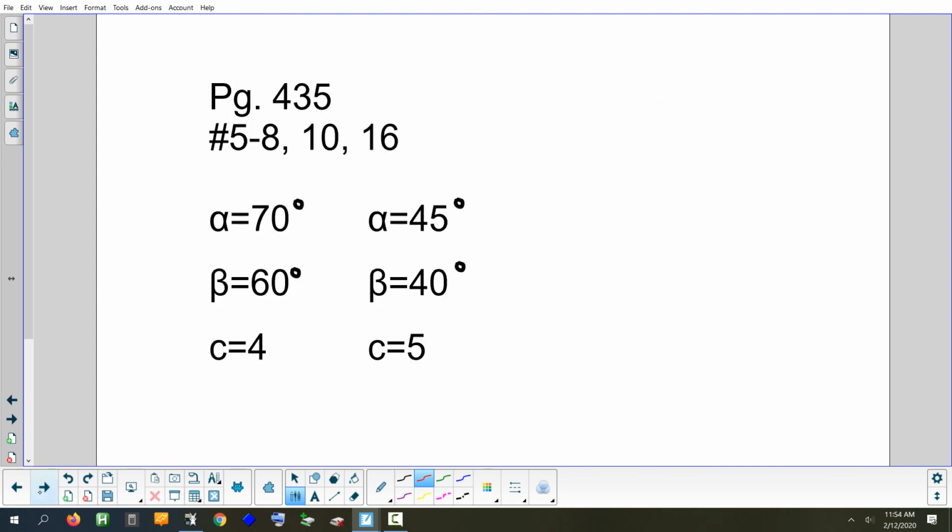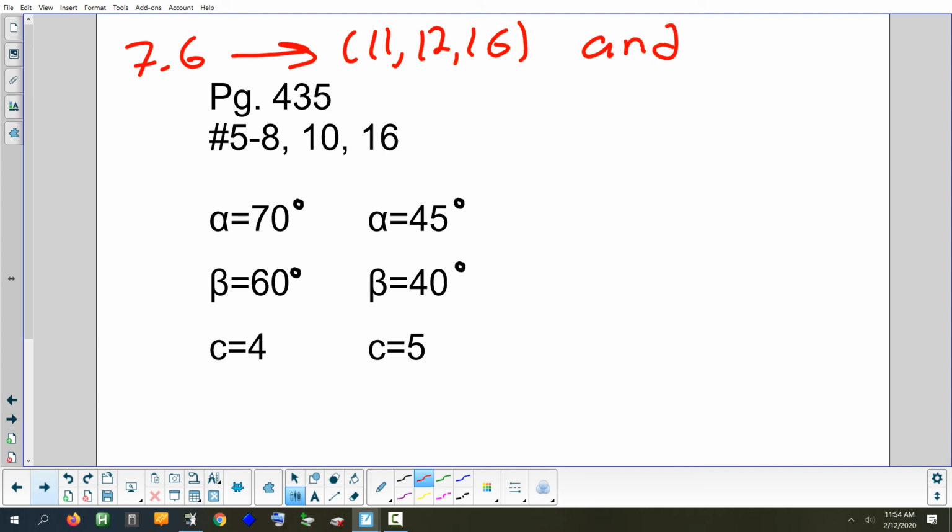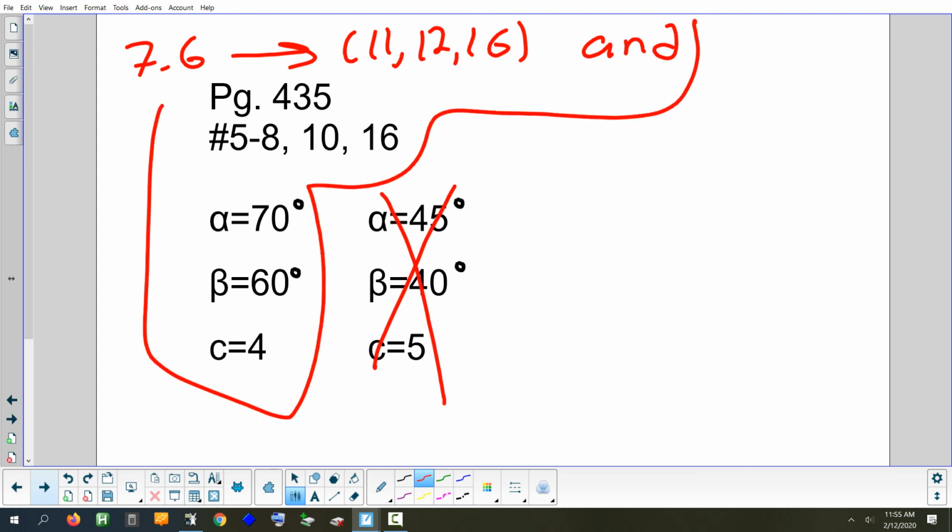All right, so the homework is the 7.6. I gave you those 3. What were those 3 questions? 11, 12, 15. So 7.6, and on page 435, it's 5 through 8, 10, 16, and they didn't have problems like this in the book. You don't have to do this one, just that. So we have finished everything for the week.